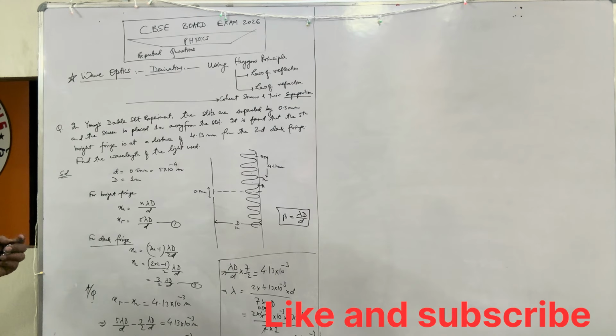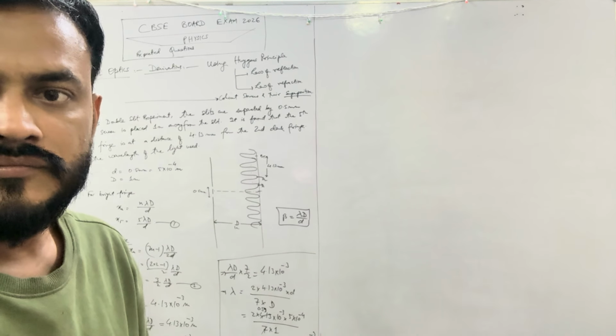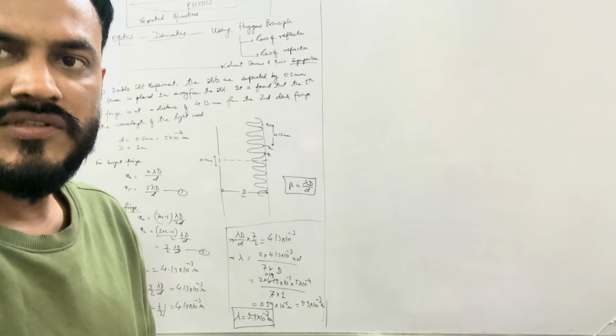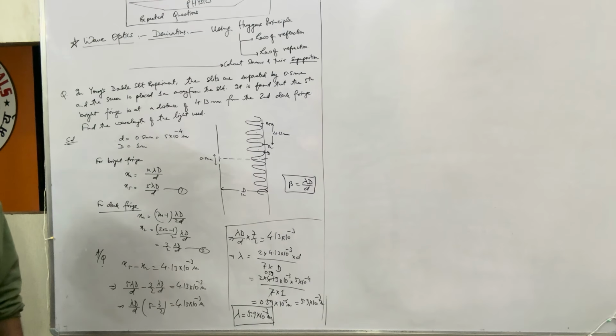So see, by using the concept of where the bright and dark fringes are formed, you can find the difference and hence the wavelength of the light used. If I just lower it slightly, the wavelength of the light used is this, 5.9 into 10 power minus 7 meter.